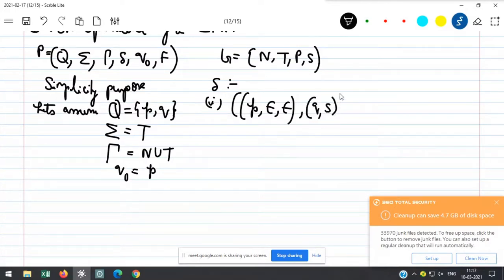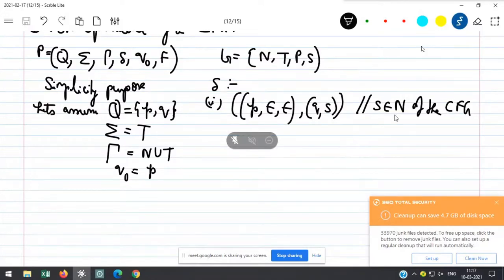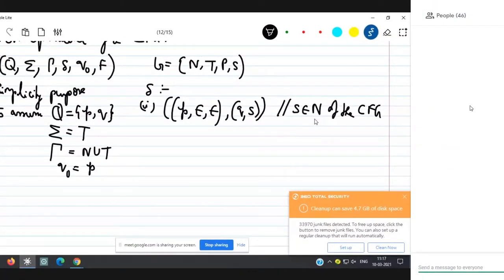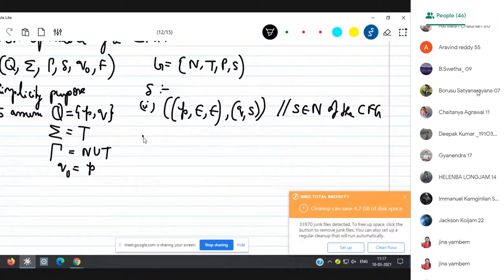Q comma S, where S belongs to the set of non-terminals of the CFG. When you are supplied with a grammar, it will definitely have a start symbol. That start symbol is part of the set of non-terminals. That's why I have mentioned S belongs to the set of non-terminals. Don't get confused.